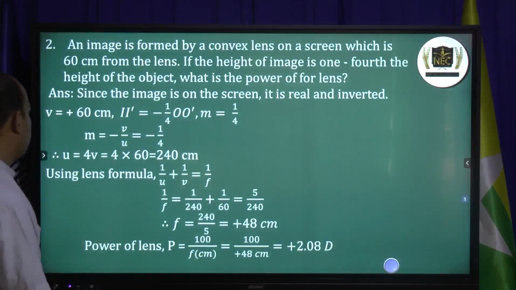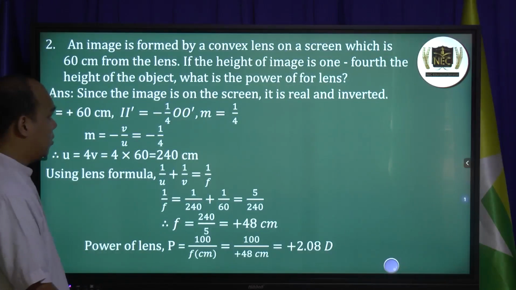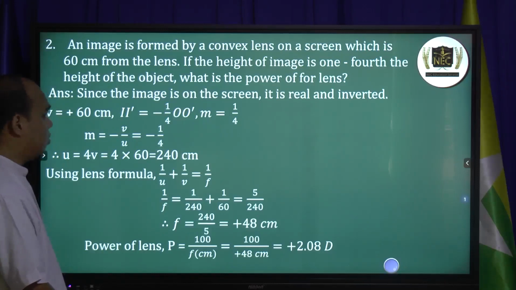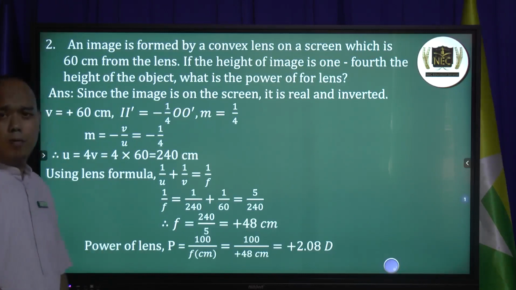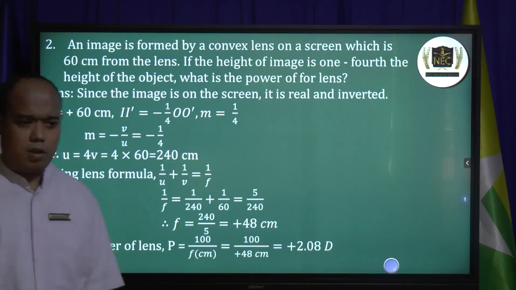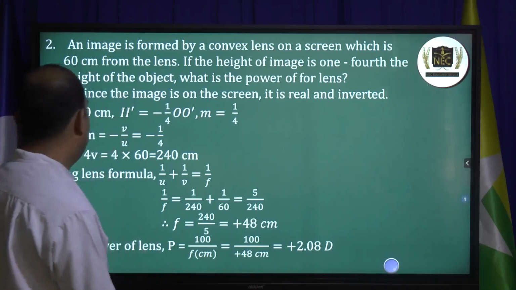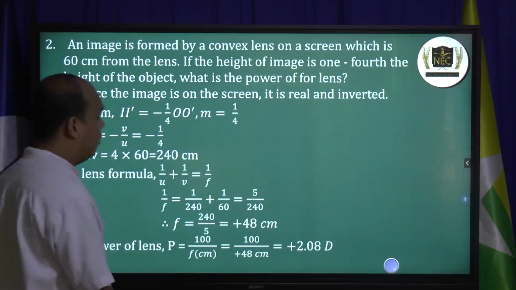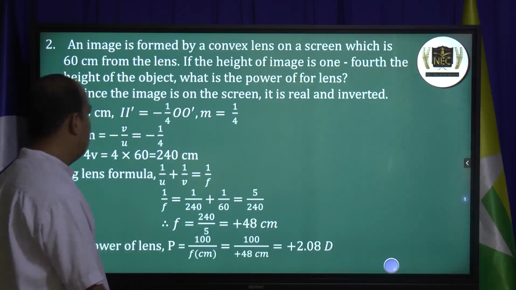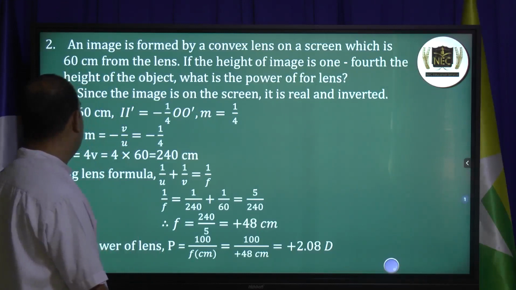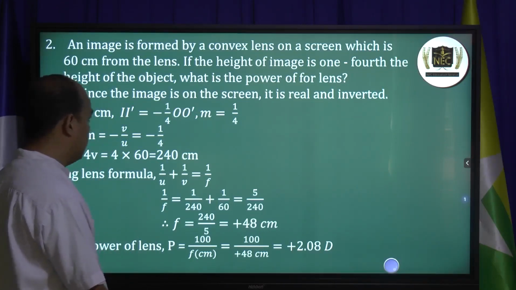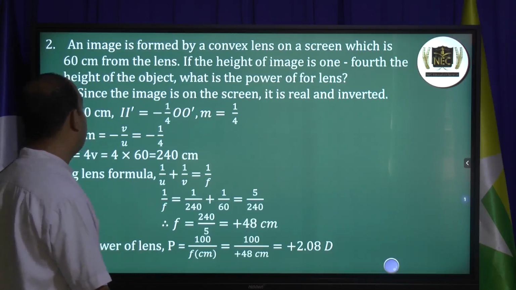Another one, review exercise number 2. An image is formed by a convex lens on the screen. The convex lens is 60 cm from the screen. If the height of the image is 1 foot and the object has a height of 4 foot, what is the power of the lens?